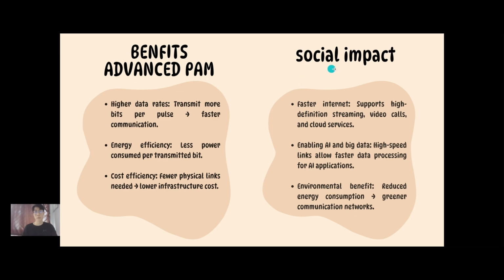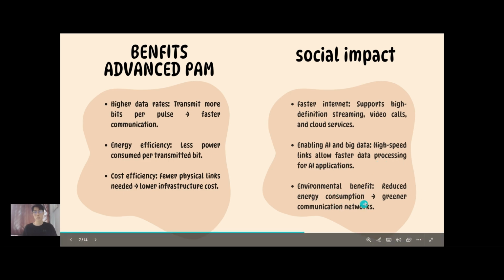Now I will talk about the social impact benefits. Faster internet: it supports high definition streaming, video calls, and cloud services. It is enabling AI and big data. High-speed links allow faster data processing for AI applications. Environmental benefits: it reduces energy consumption and improves greener communication networks.